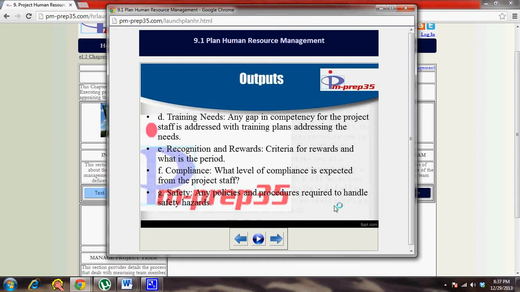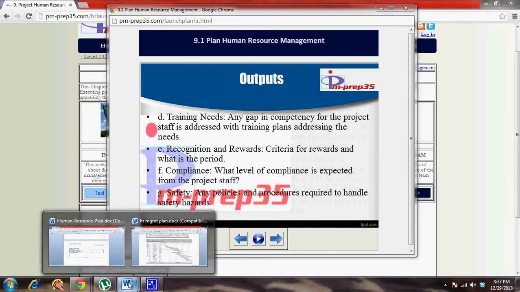Compliance, what sort of compliance is expected from them. So any prior knowledge in that area wherein they have to be compliant with some government laws will be helpful. So you note that down also. Safety, what kind of safety measures they need to keep in mind, whether any exposure to that safety measures will also help. So these are some of the components of the staffing management plan as well as the human resource management plan.